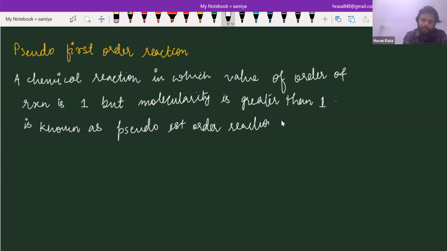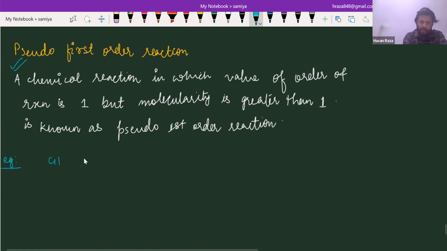I'll explain it with the help of an example. It's very easy to understand what is pseudo first order reaction. So a reaction in which the order of the reaction is 1 but the molecularity is greater than 1, that means it will be 2 or 3, that type of reaction is basically our pseudo first order reaction. For example, I am going to take this ester, CH3COOC2H5.